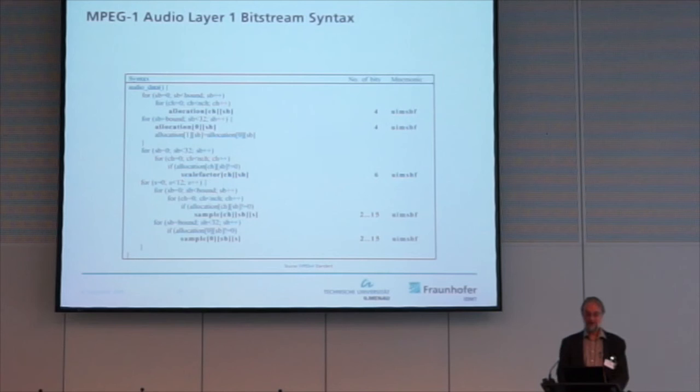So we start with a bit allocation for each of the 32 frequencies. Then we have the scale factors for each band where the bit allocation is not zero. If it's zero, which means the signal is not transmitted, we don't need to reconstruct anything, we don't need an amplitude. And then we have the actual data from 2 to 15 bits in length.